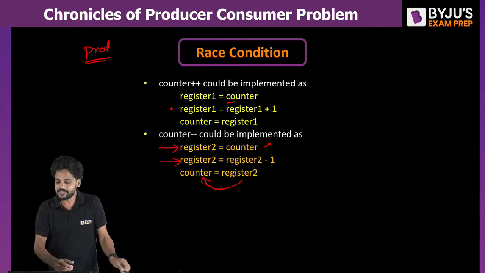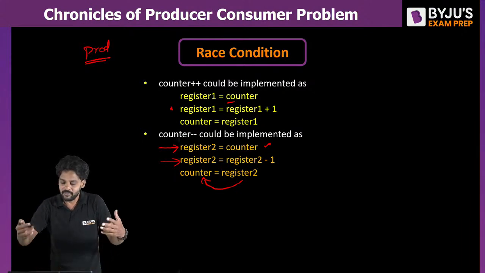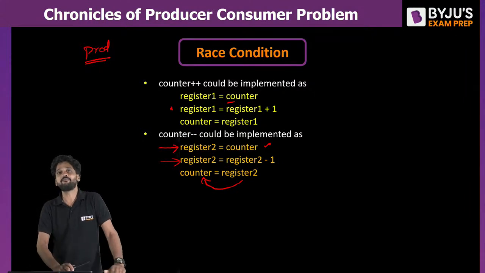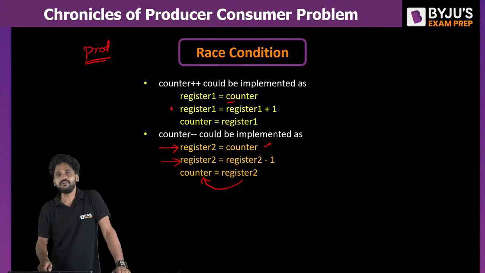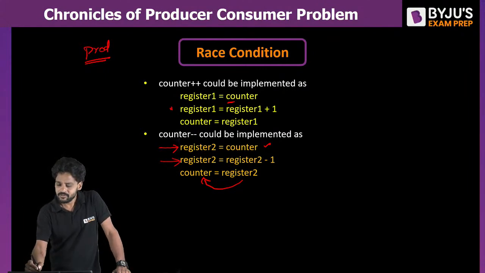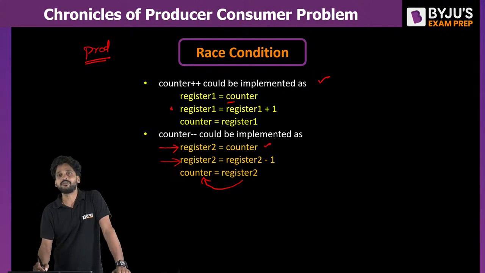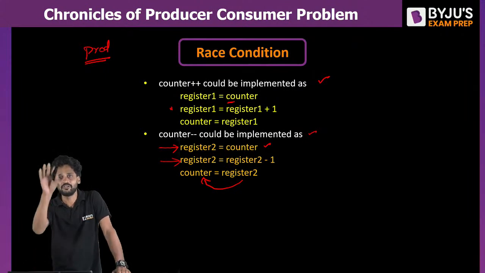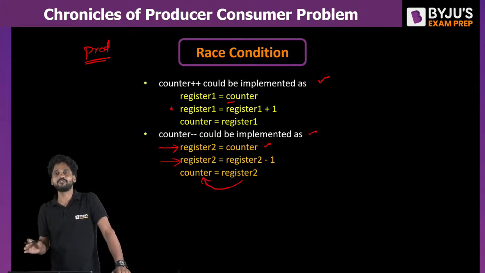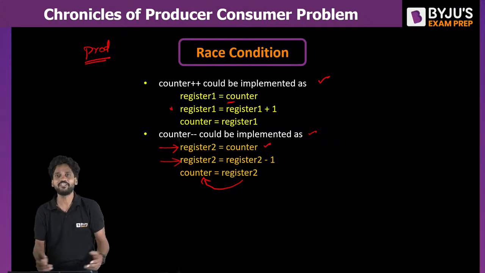As these are expected to be the instructions, what may happen? I told you already, there is a scheduler. Scheduler may not allow this counter++ to completely execute. At the same time, the same scheduler may not allow the counter-- to completely execute. Scheduler is a simple guy. Scheduler doesn't know who is the producer, who is the consumer, which is the shared variable, what is being shared.